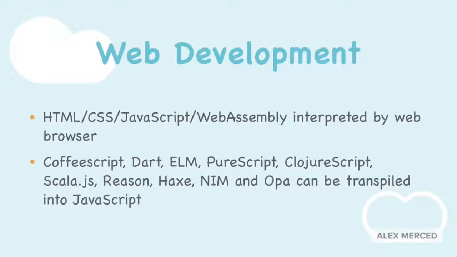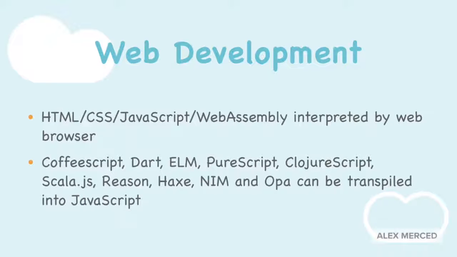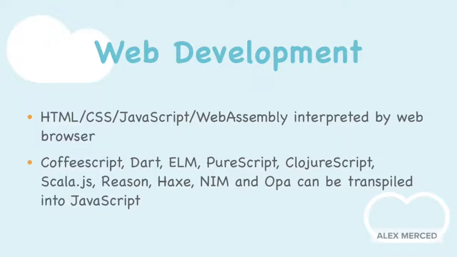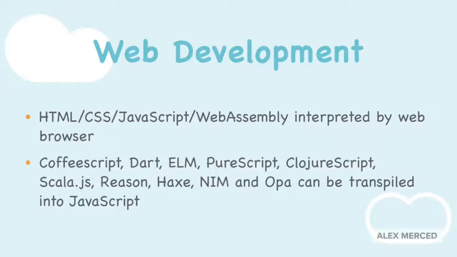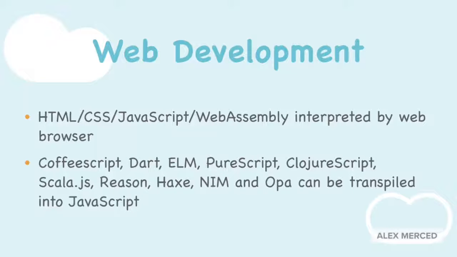Now, many other languages can then be transpiled into JavaScript to make programming in JavaScript potentially easier. CoffeeScript, Dart, Elm, PureScript, ClojureScript, Scala.js, Reason, Haxe, Nim, and Opal can all be transpiled into JavaScript.